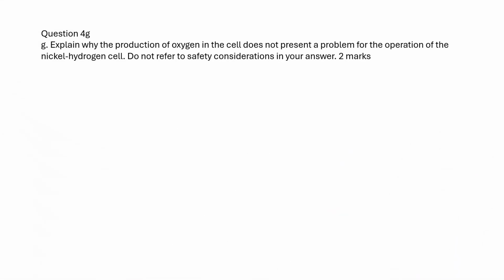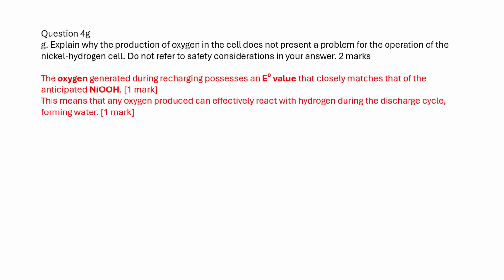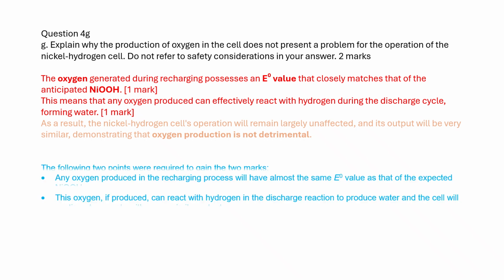The oxygen generated during recharging possesses an E value that closely matches that of the anticipated NiOH. This means that any oxygen produced can effectively react with hydrogen during the discharge cycle, forming water. As a result, the nickel-hydrogen cell's operation will remain largely unaffected, and its output will be very similar, demonstrating that oxygen production is not detrimental.